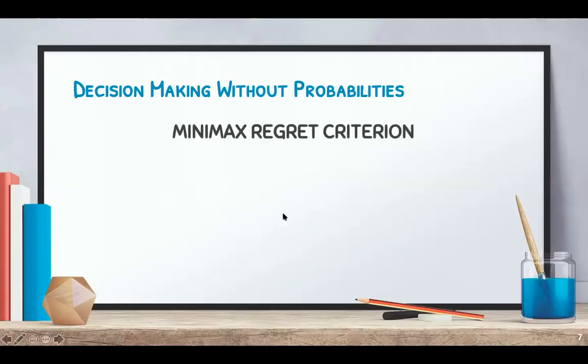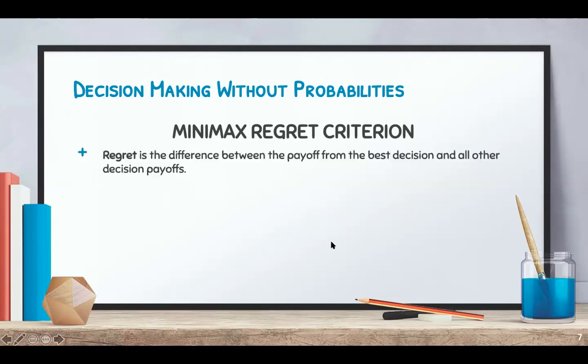Number 3 is the minimax regret criterion. Okay? So, the minimax regret criterion is about regret. We compute the regret, which is the difference between the payoff from the best decision and all other decision payoffs. So, regret is synonymous with opportunity loss. Okay? So, if you don't choose the best, then this is what you lose. This is the opportunity loss, what was wasted, in Tagalog.